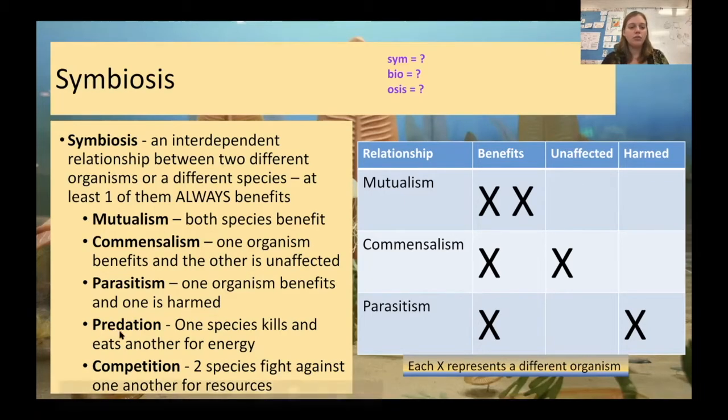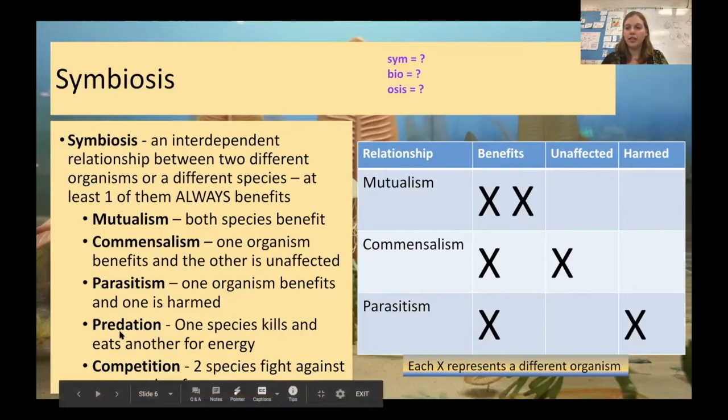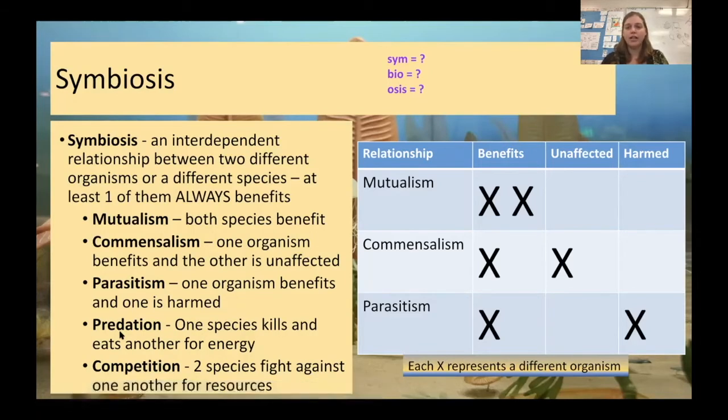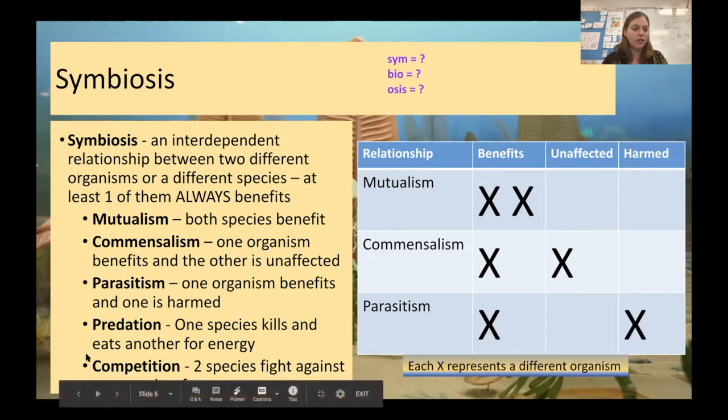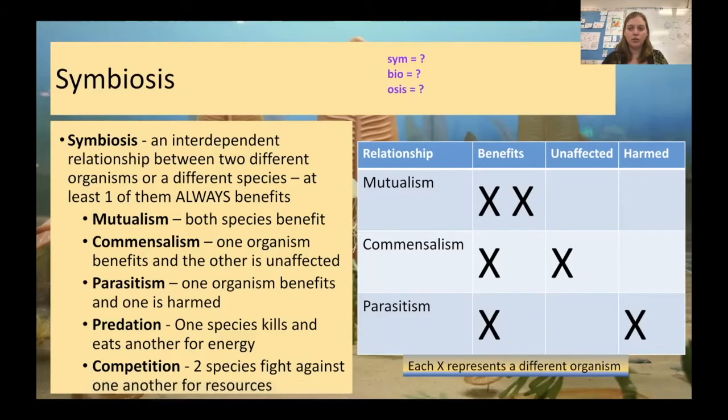Predation is another form of symbiosis where one species hunts and kills another for energy, like a lion and a zebra. The lion's going to take down the zebra, eat it for energy. You've seen National Geographic, you're probably already familiar with predation. Competition occurs when 2 species fight or race one another to get to resources.